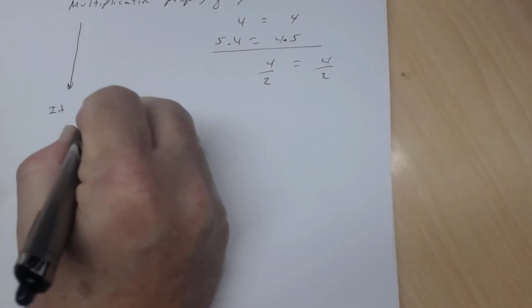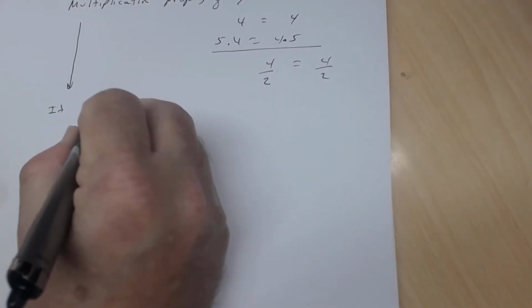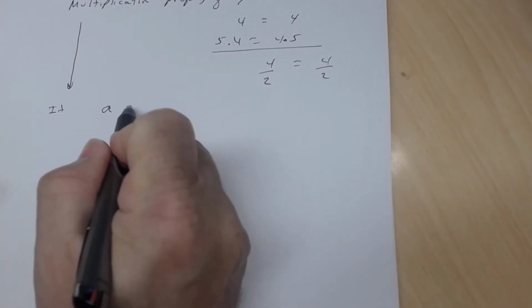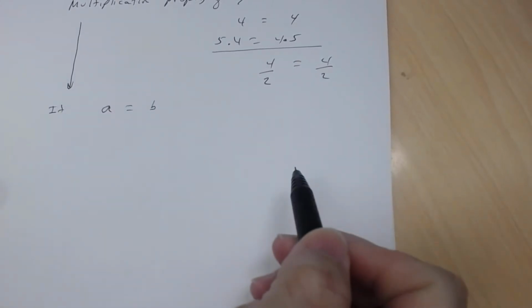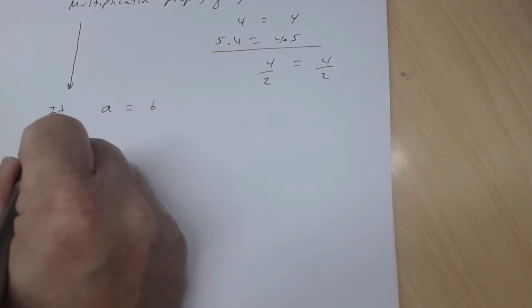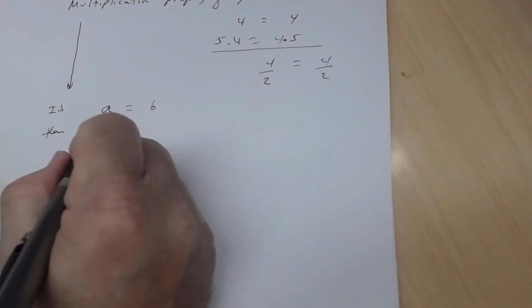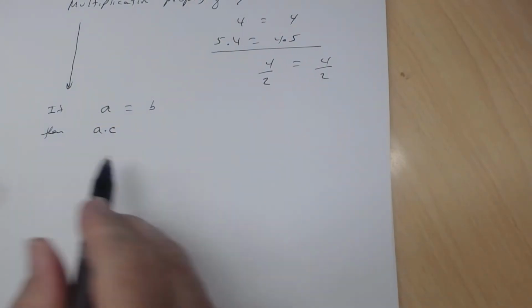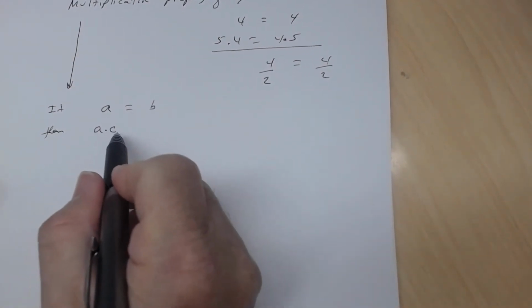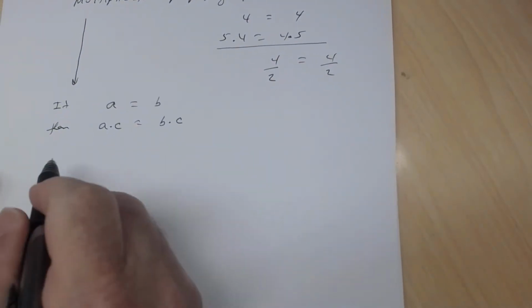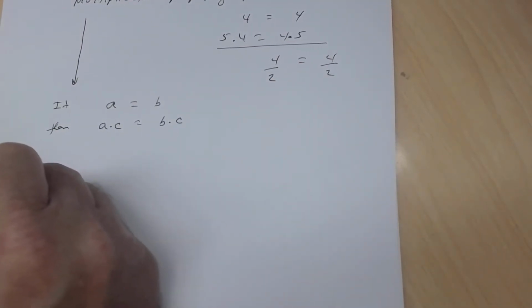All right, in terms of the property, though, the multiplication property of equality says this. If you have an equation where the left side, which we'll call A, is equal to the right side, which we'll call B, then if I multiply the left side by C, I have to do the same thing to the right side.